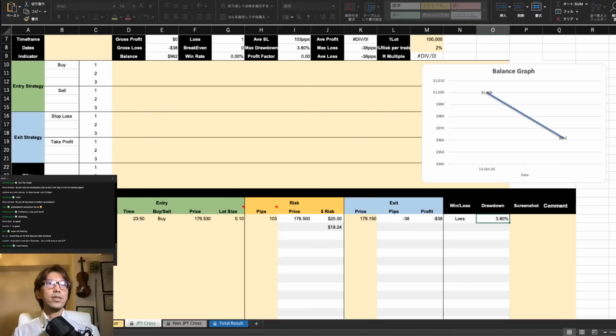And so the remaining balance is automatically calculated here, and also here too. So let me keep it running a little bit more.